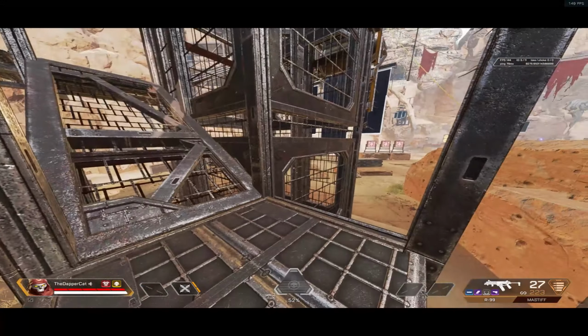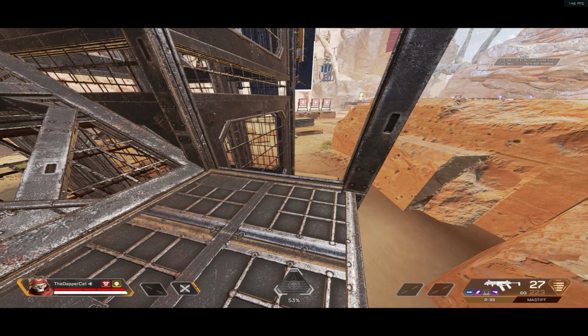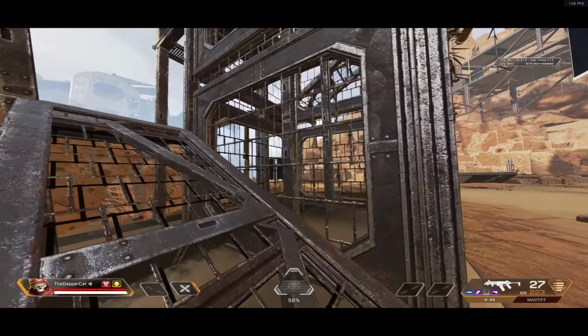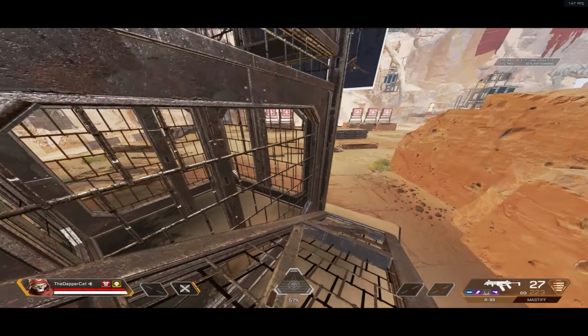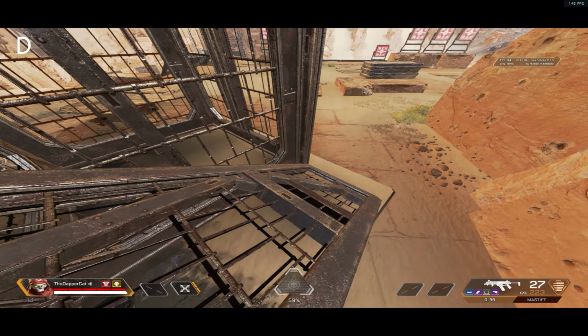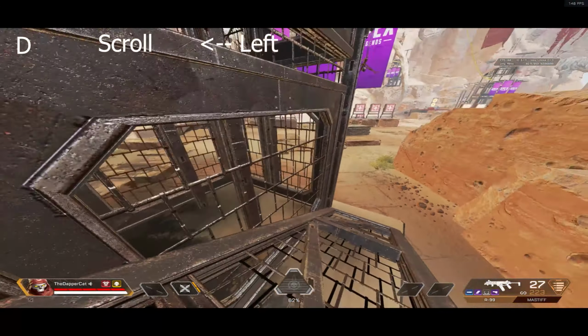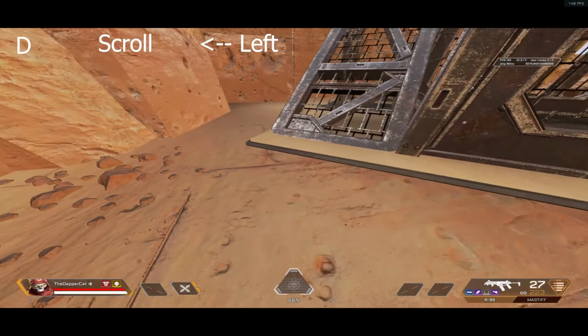So to put it all together and start from scratch, you're just gonna wall bounce, right? And after you wall bounce normally, D, scroll wheel for forward movement, and look left. So D, scroll wheel forward, D, scroll wheel forward, look left.